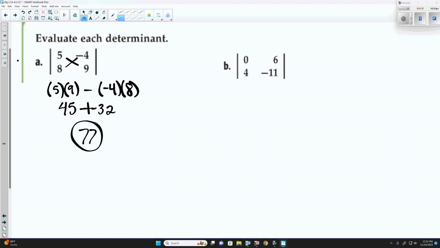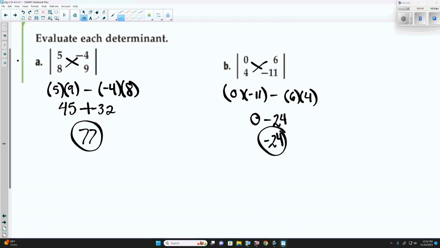Questions on this here? Let's look at the next one. What would we do? So 0 times negative 11 minus... Well, 0 times negative 11 is 0. 6 times 4 is 24. So the answer is negative 24.